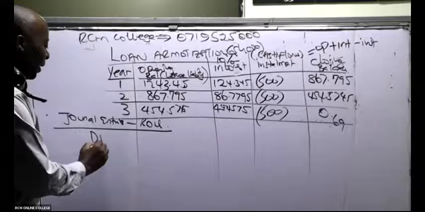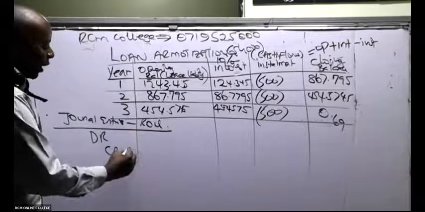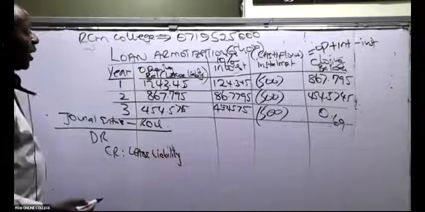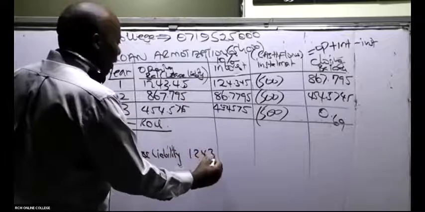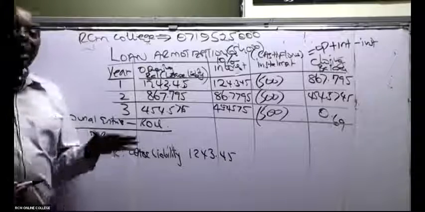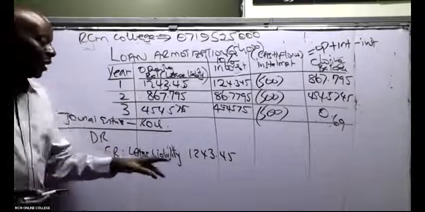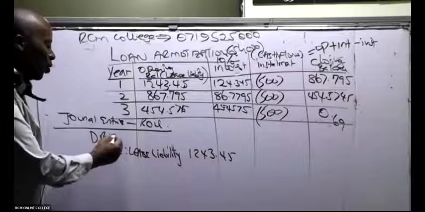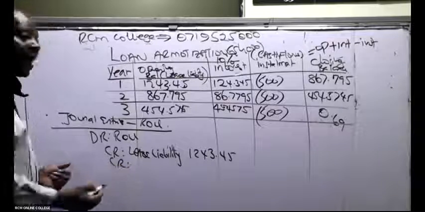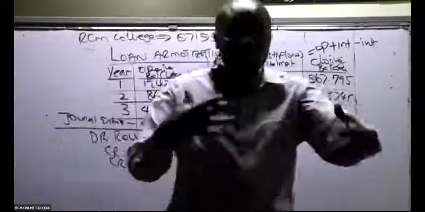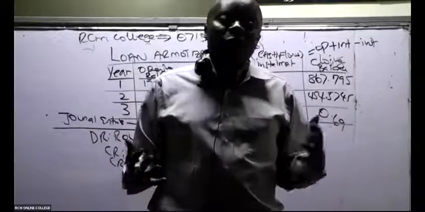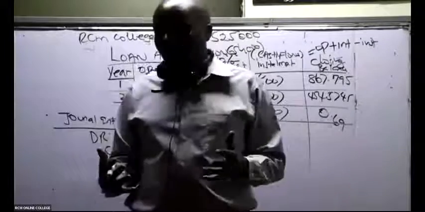So in this case here, we shall debit, we shall credit. Of course, we are crediting lease liability, and the lease liability is 1243.45. Assuming there were no other expenses incurred, this figure is what I would have debited straight away to our asset known as right of use. But in this question, we had some direct cost to enable us to use this asset. Perhaps painting, some legal costs, which you have to incur to be able to get this asset called right of use.